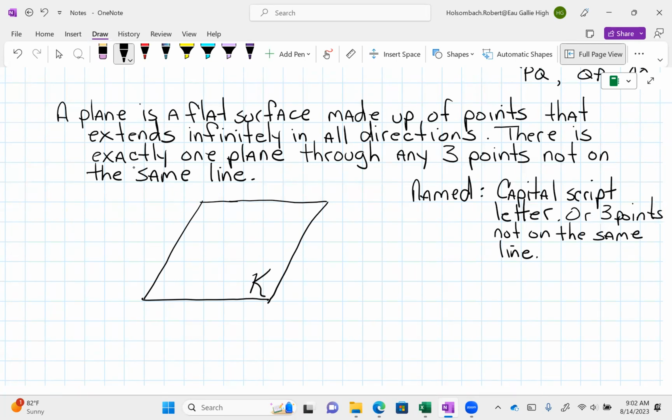So if I put 3 points in this plane, point D, point B, and point C. All 3 are not on the same line, are they? All right, so we can use those 3 points to name the plane, or we could use this capital letter K. So the symbol for plane is just a shrunk down version of a plane. So we could call this plane K.